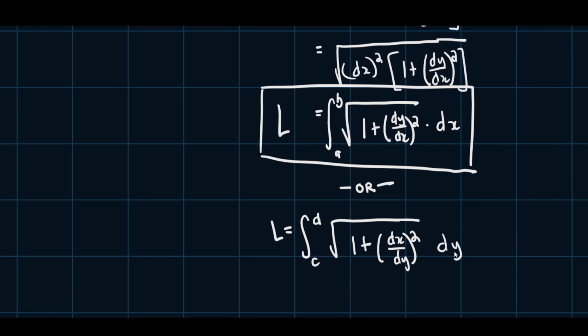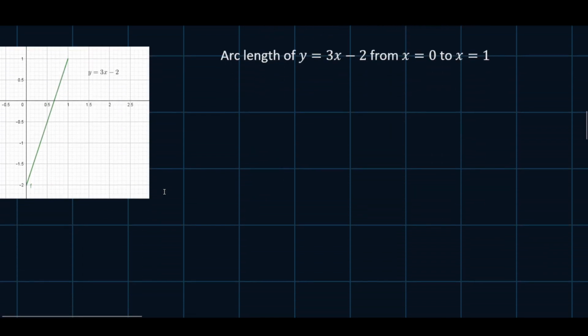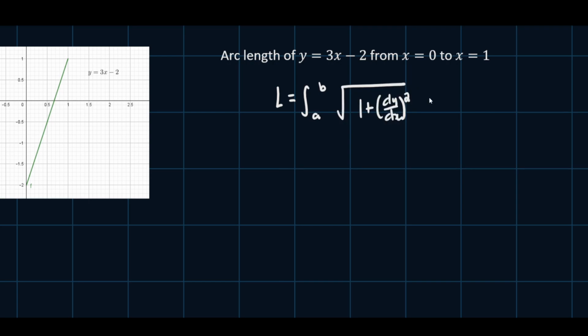Okay, so let's solve some examples. Okay, let's say we want to find the arc length of y equals 3x minus 2 from x equals 0 to x equals 1. Okay, again, ang arc length formula natin is integral from a to b square root of 1 plus (dy over dx) squared dx. This is the graph. Yung a natin ay equal sa 0, b is equal to 1.